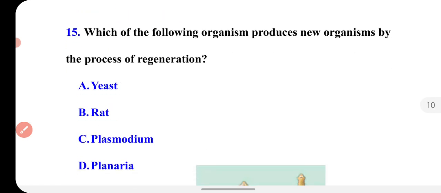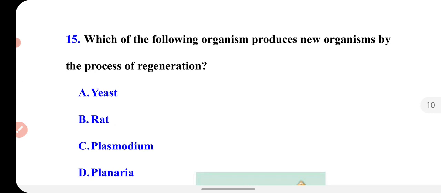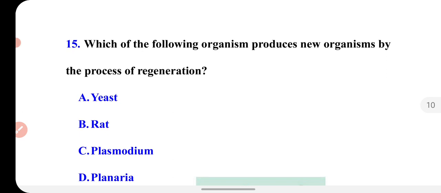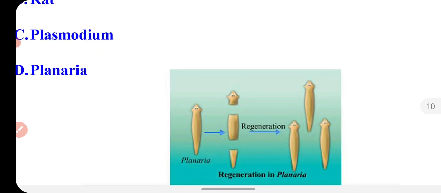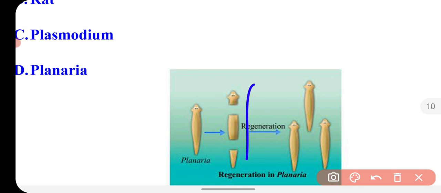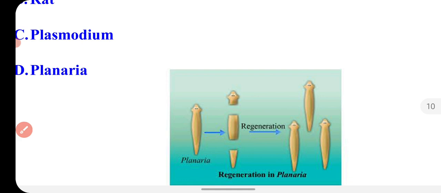Next question is, which of the following organism produces new organism by the process of regeneration? Out of these four organisms, you have to find out which is the organism that reproduces by the process of regeneration. The options are yeast, rat, Plasmodium, planaria. So you know that the planaria has a very tremendous capacity of regeneration. When the body of planaria is cut into several pieces, each and every piece is able to regenerate into a new individual, like you can see here. Okay, so planaria is the right option.